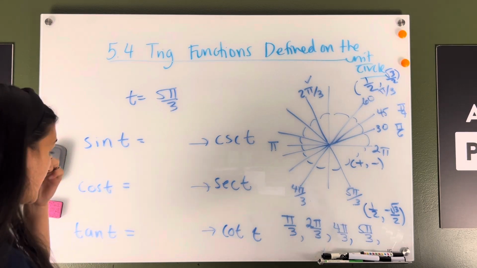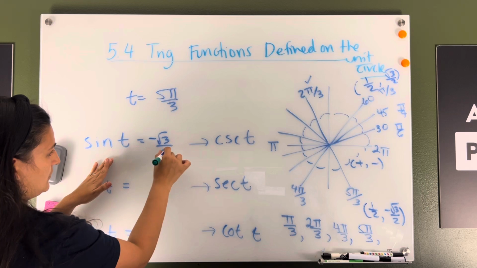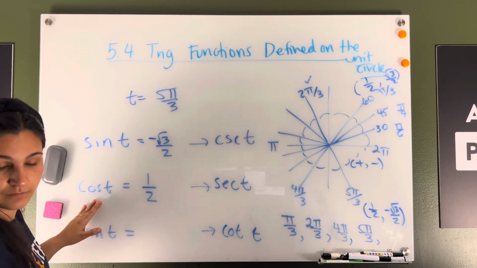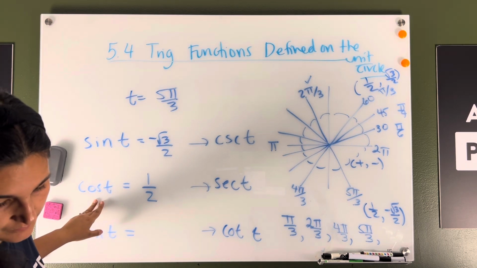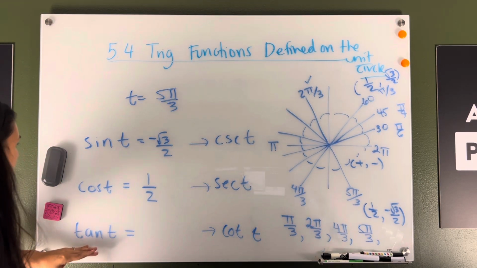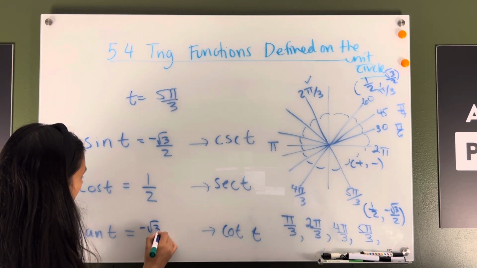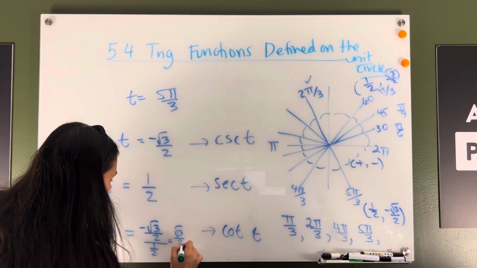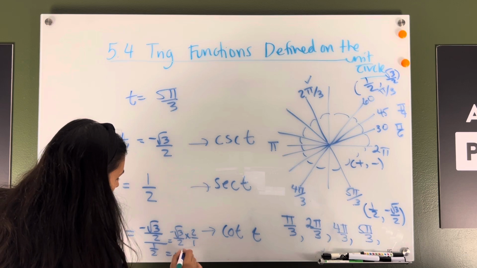Okay, so for the sine, it is just the y value of negative square root of 3 over 2. For cosine, it is the x value of 1/2. Okay, tangent is sine over cosine. So over here, it would be sine over cosine, okay, which is keep, change, flip. That's just negative square root of 3.